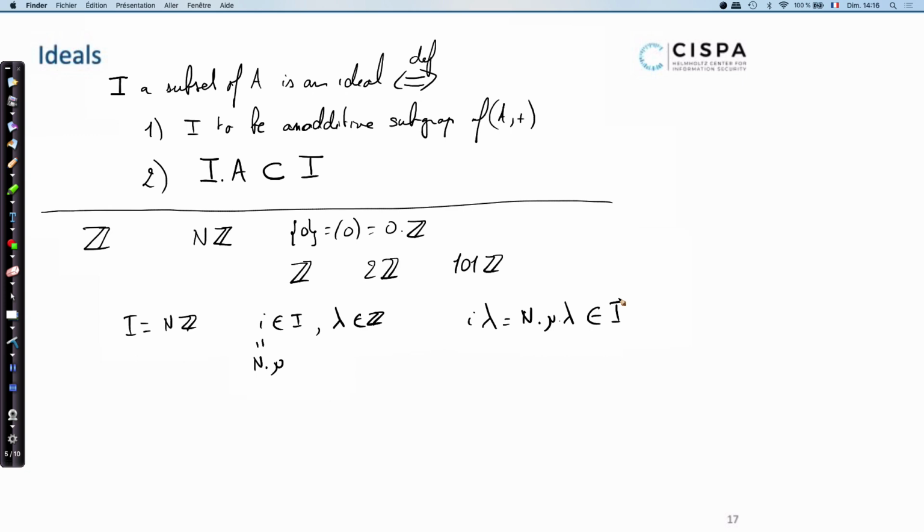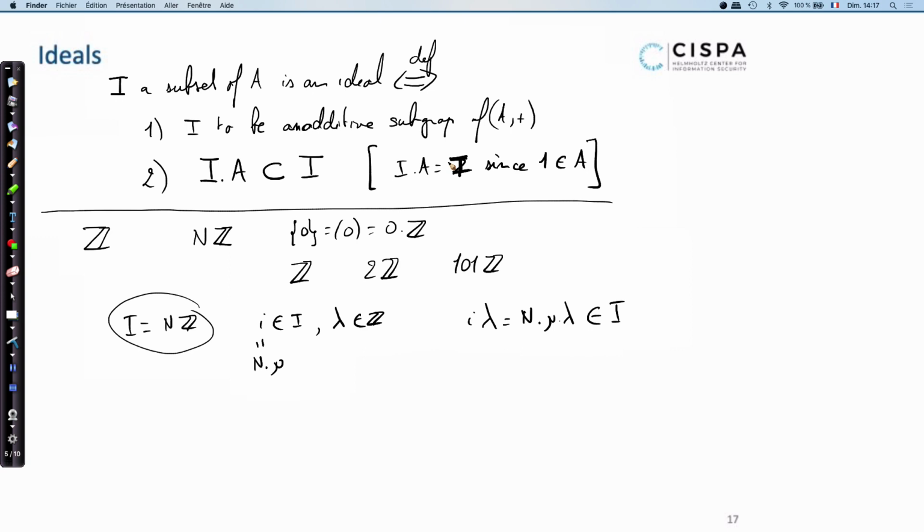So we have the property that the product of this ideal by the full ring is included in the ideal. Okay, and in fact, this is equality here, since 1 belongs to the ring, and multiplication by 1 is just identity.